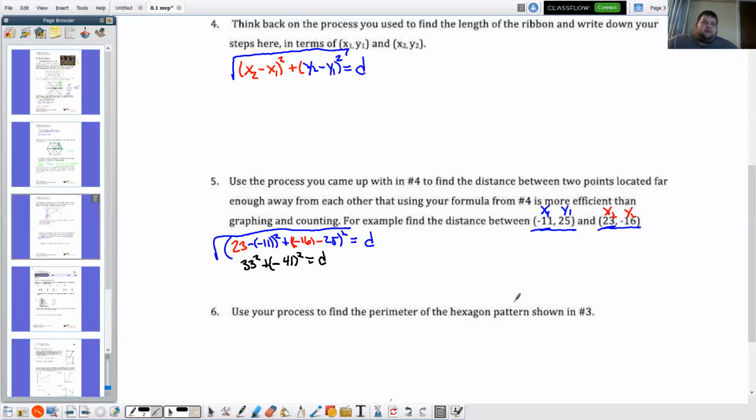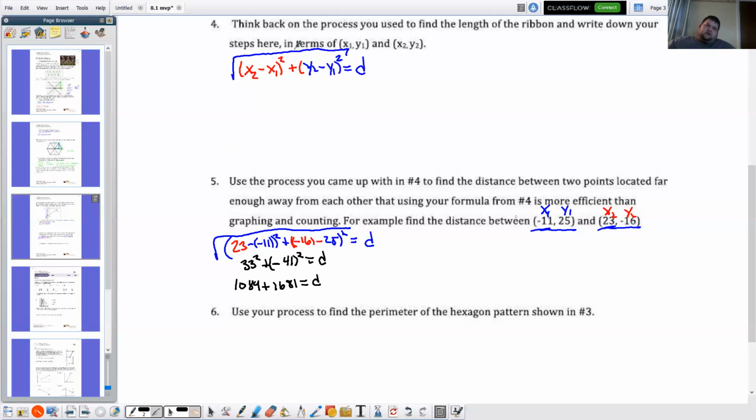Now we jump to our calculator. 33 squared gives me 1089, plus negative 41 squared, which gives me a positive number because the negative is inside, 1681. And this all equals our distance.